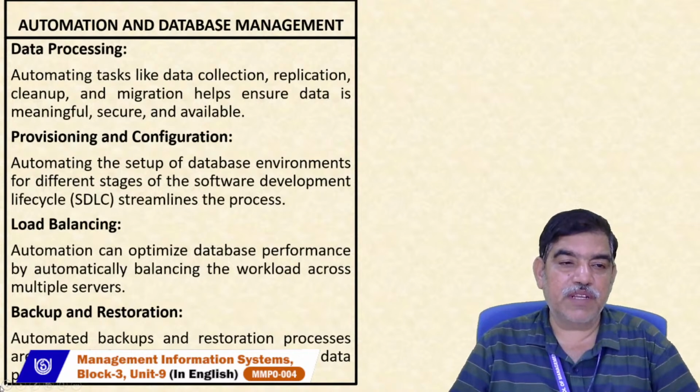And here, automation and database management means it helps the entire process to develop a good software. There are so many steps. SDLC. In SDLC, there are 7 steps: feasibility analysis, requirement gathering and analysis, then design, then actually development means coding, and then testing, then implementation, and then maintenance. So these are the different phases in SDLC.